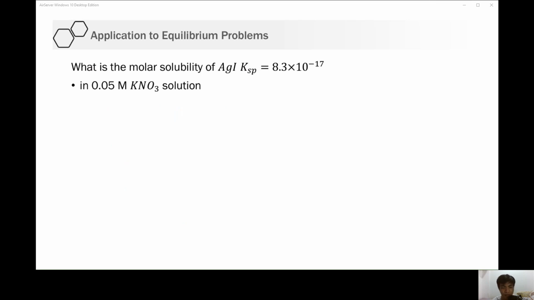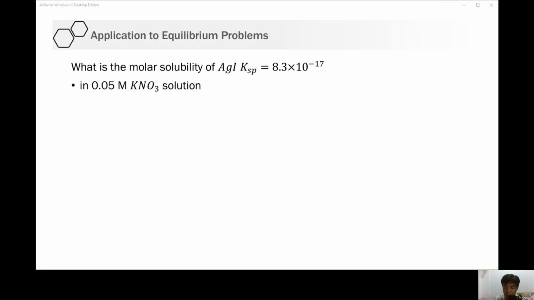Okay. So what is a potassium nitrate? So potassium nitrate doesn't have any ions similar to our precipitate. So that means this is governed by diverse ion effect. Okay. Because if we have ions from our salt that is the same as silver iodide, then that's common ion effect. Okay. However, our potassium nitrate ions will not produce any ions similar to silver iodide. So this is governed by diverse ion effect.